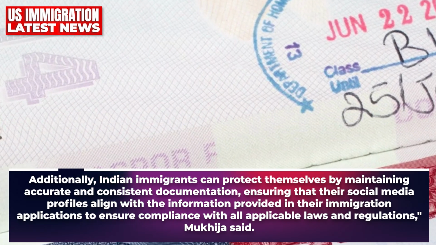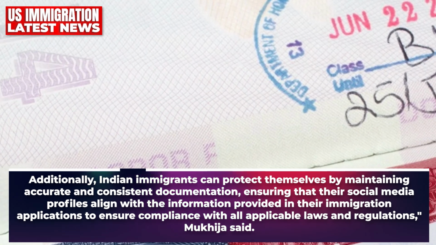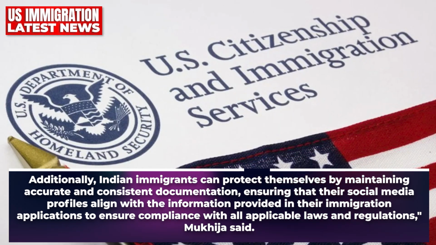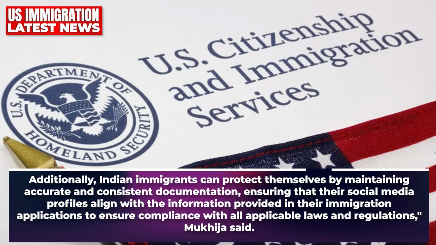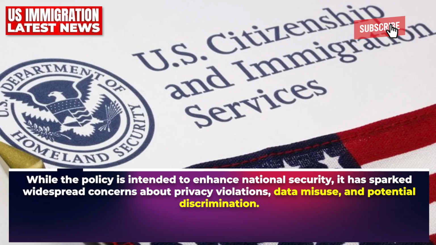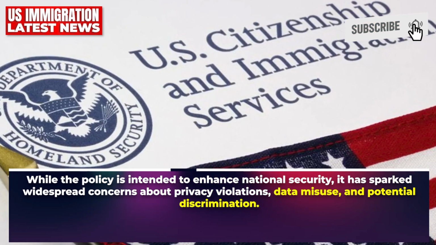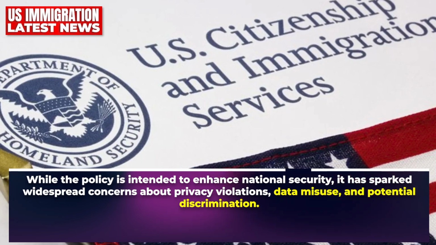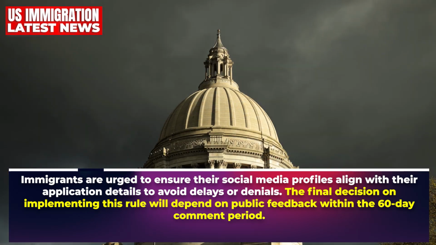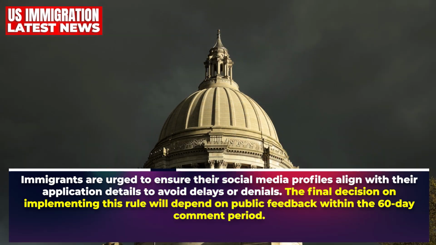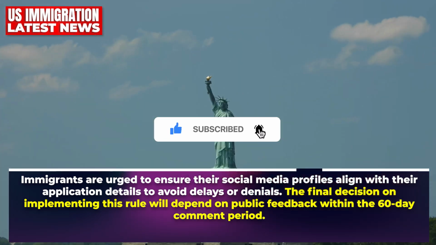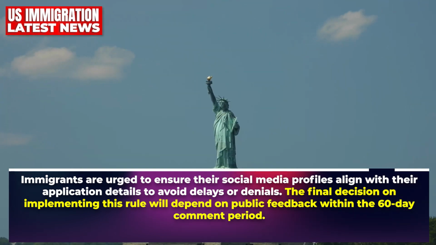Additionally, Indian immigrants can protect themselves by maintaining accurate and consistent documentation, ensuring that their social media profiles align with the information provided in their immigration applications to ensure compliance with all applicable laws and regulations. Mukherjee said, while the policy is intended to enhance national security, it has sparked widespread concerns about privacy violations, data misuse, and potential discrimination. Immigrants are urged to ensure their social media profiles align with their application details to avoid delays or denials. The final decision on implementing this rule would depend on public feedback within the 60-day comment period.